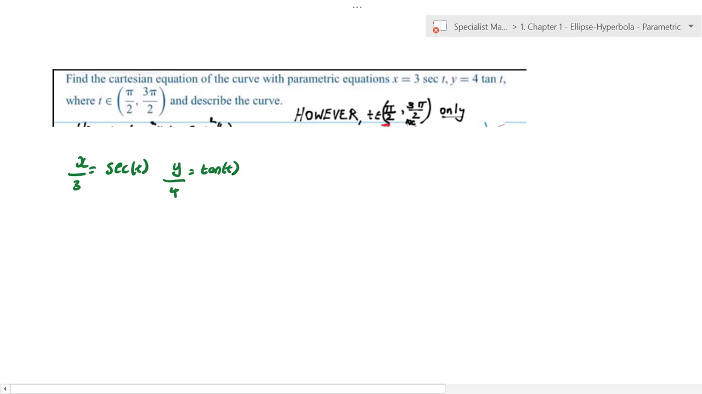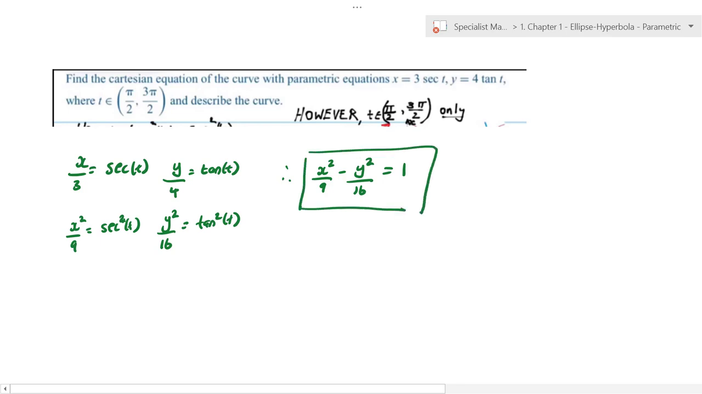And what we're going to do is say that x squared on 9 is equal to sec squared t. I'll show you exactly. y squared on 16 is equal to tan squared t. So what we can say is, therefore, the Cartesian equation is x squared on 9 minus y squared on 16 is equal to 1. That's our Cartesian equation. We've gone from parametric. However, look at this.